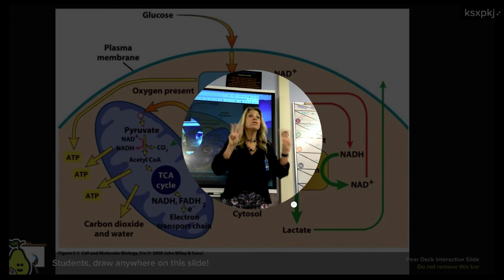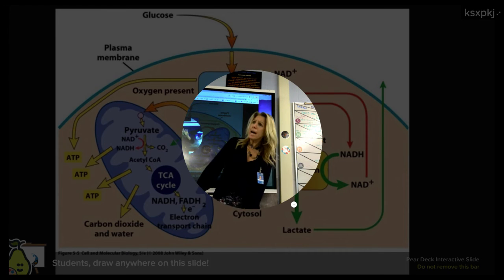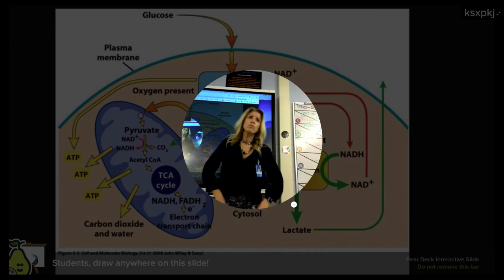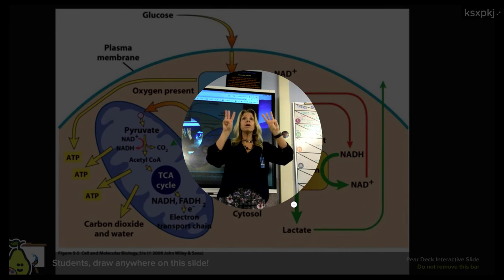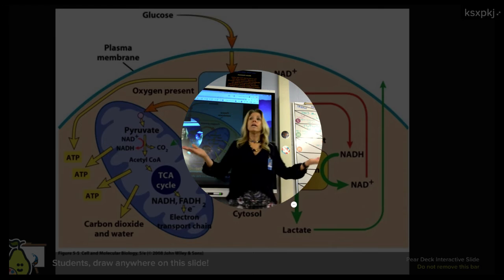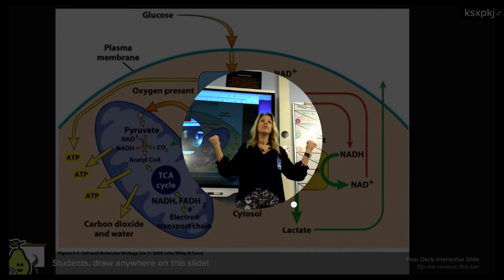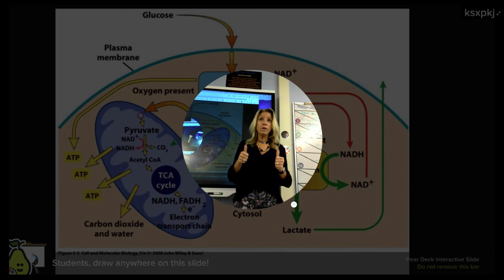Fermentation. How many choices do we have? 2. You and I make lactic acid. Makes our muscles sore. Plants and yeast make alcohol. Either way, you oxidize your NAD. Okay, feel good about that?